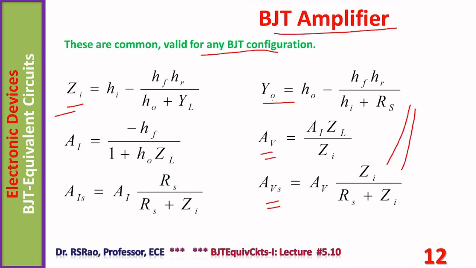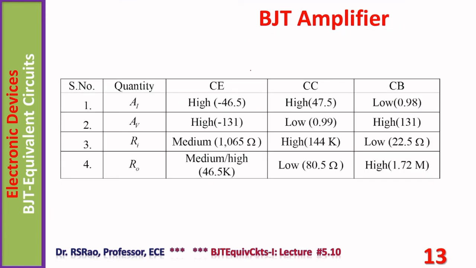If we want values for CE, then Hi has to be replaced by HIE, Hf has to be replaced by HFE, Hr has to be replaced by HRE, H0 has to be replaced by H0E. Similarly, for other configurations. Now, here is provided some information regarding BJT amplifiers.